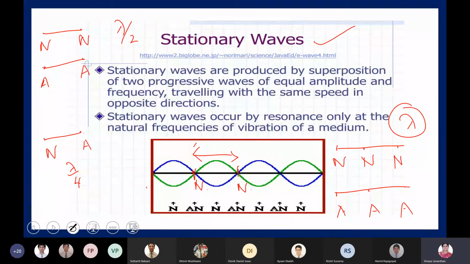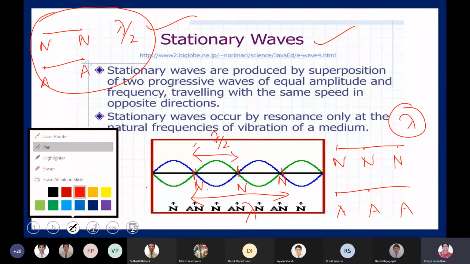What is the distance between these two nodes? Look at this, boys. What is the distance between next to next node? No, that will be lambda by 2. Is that clear, boys? The distance between three nodes is lambda. The distance between two consecutive nodes is lambda by 2. The same thing applies for antinodes also.